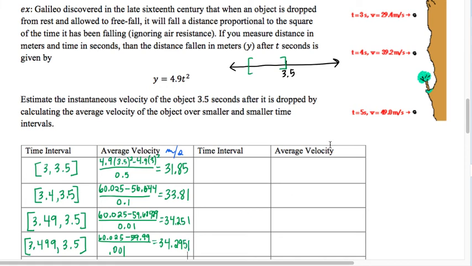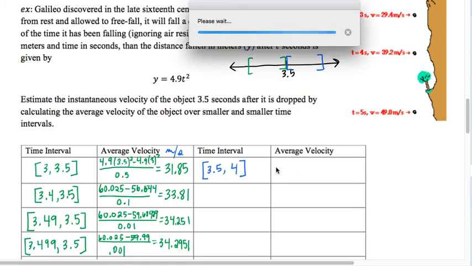Okay, well, that's all good, and that's probably very close to the exact instantaneous velocity at 3.5 seconds. The way we could get a better approximation is to also approach 3.5 from the other side, so take the time interval to the right side of 3.5. So you could find the average velocity over the time interval from 3.5 seconds after it's dropped to, say, 4 seconds after it's dropped. Okay, see where this is going?